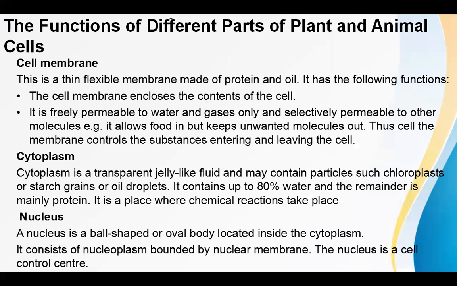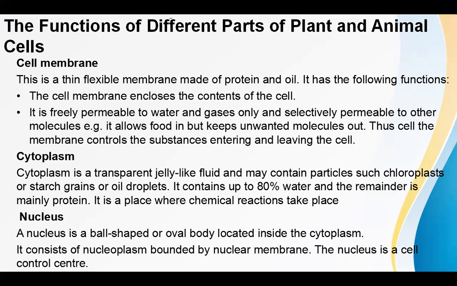As you can see the simple diagram of a plant cell. Let's see the functions of different parts of the plant and the animal cells. Let's start with the cell membrane. Cell membrane is a thin, flexible membrane that's made up of protein and oil. It does the following functions. The first one is that the cell membrane encloses the contents of the cell. So it basically surrounds the cell.